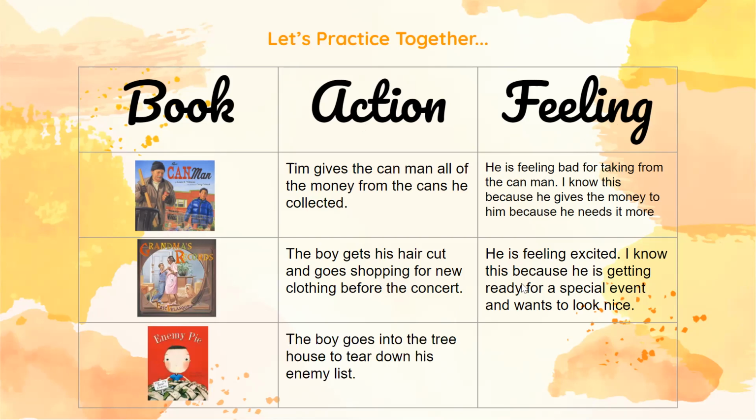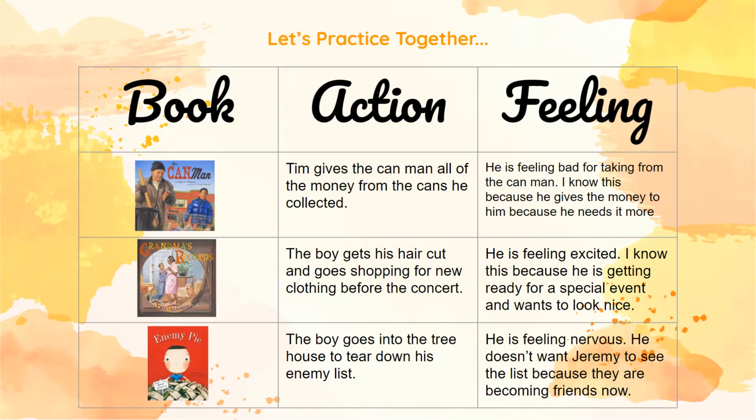In Enemy Pie, the little boy goes into his treehouse and tears down the enemy list before Jeremy Ross sees it. This shows me that he was feeling nervous. He didn't want Jeremy to see the list because they were starting to become friends.